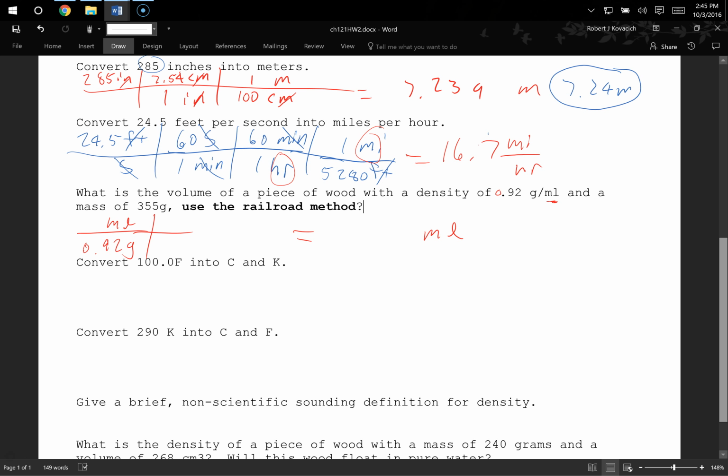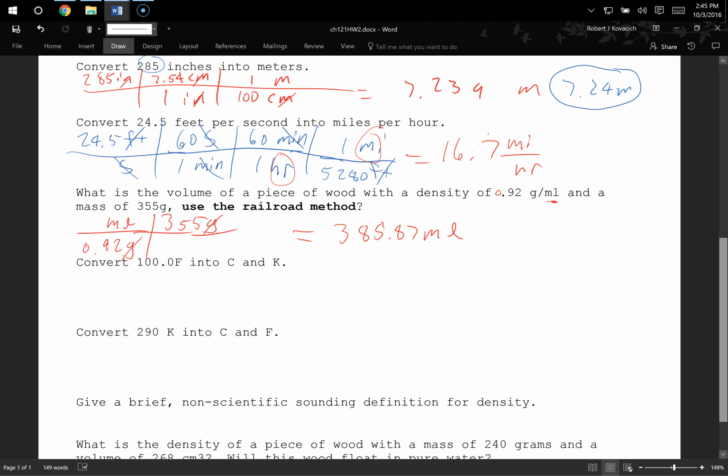So when I put this milliliter unit into the railroad track, it came with a grams unit. That's fine. But now, before I'm finished, I need to get rid of the grams unit. So do I have anything in this given problem that can help me cancel out that grams unit? So where am I going to put it? I'm going to put 355 grams right there. Grams and grams cancel out. Now the only unit that I have left is this milliliter unit. And as long as I don't type stuff into my calculator incorrectly, I will get 385.87. How many sig figs do I get?